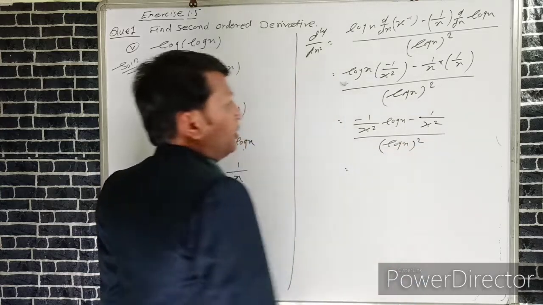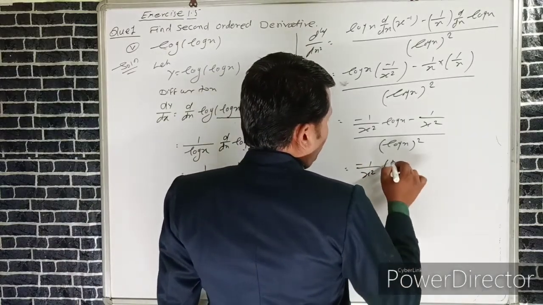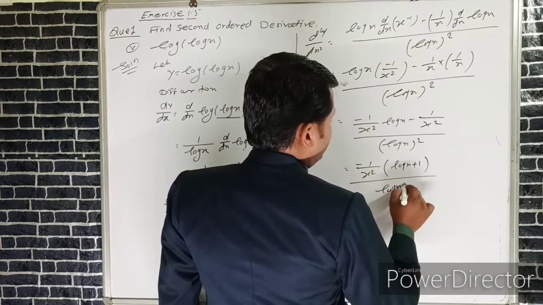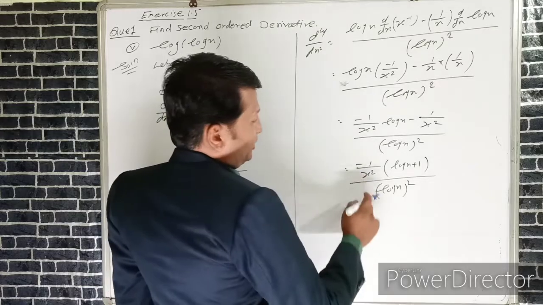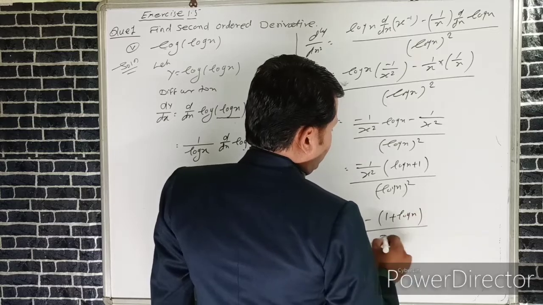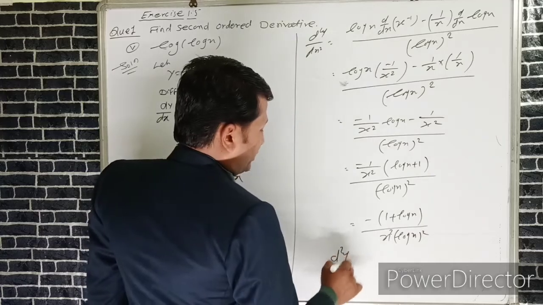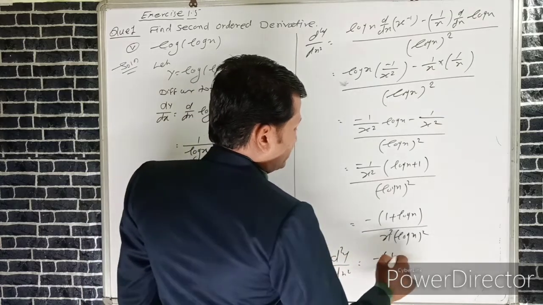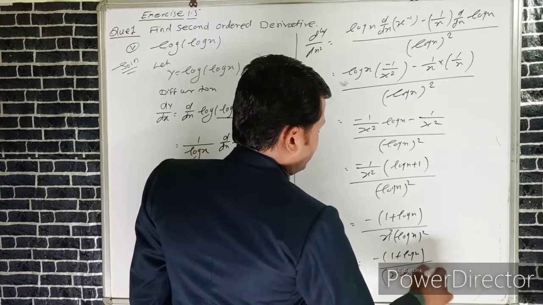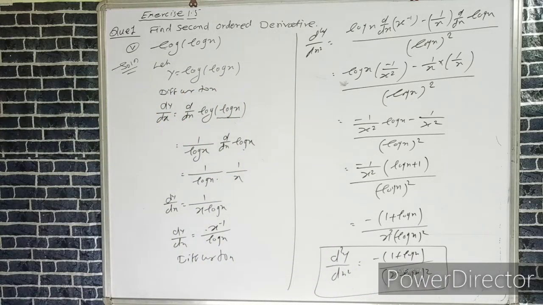If we take 1 upon x square common from both terms, we can write minus 1 upon x square into 1 plus log x, or log of x plus 1, upon log of x whole bracket square. If we write this denominator, d2y upon dx square is equal to minus 1 plus log x upon x into log x whole bracket square, which is the required second order derivative of the given function, which is log of log x.